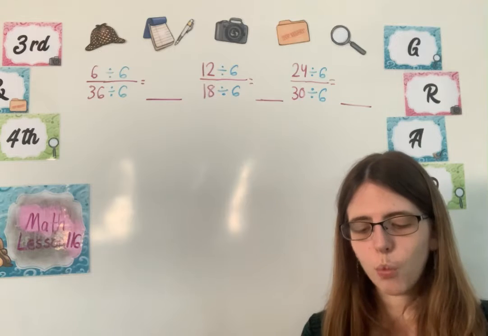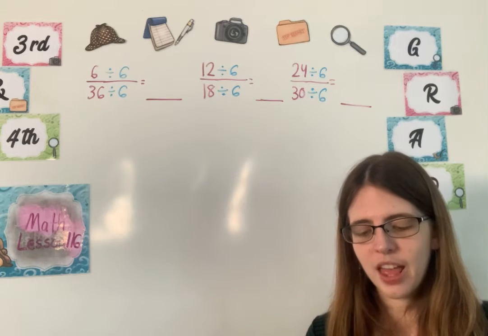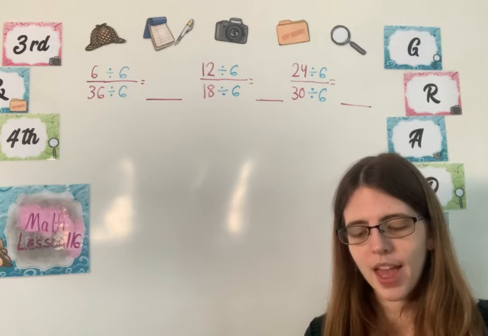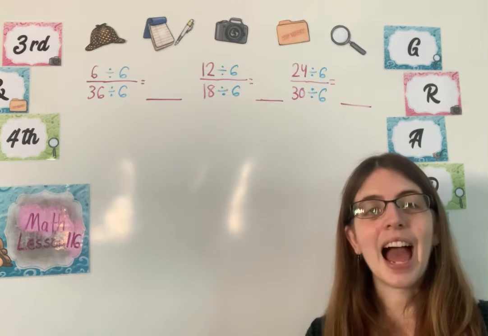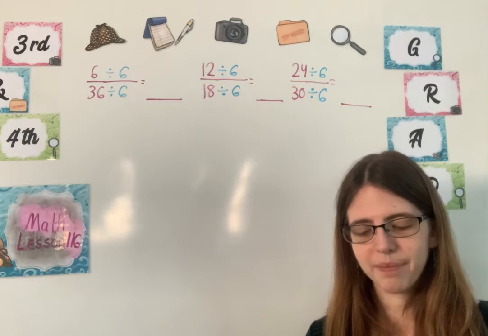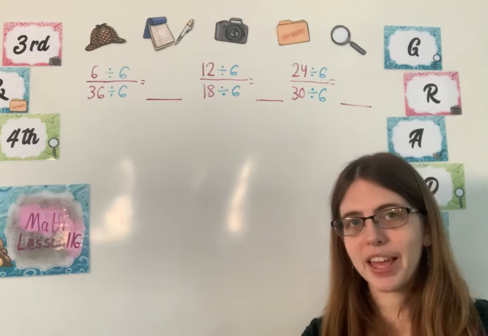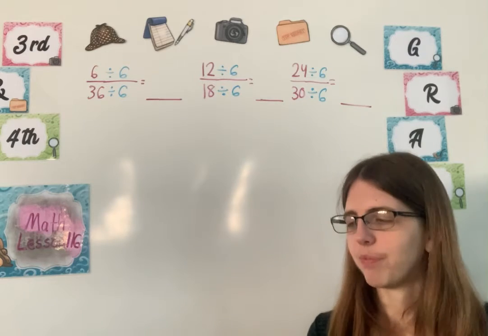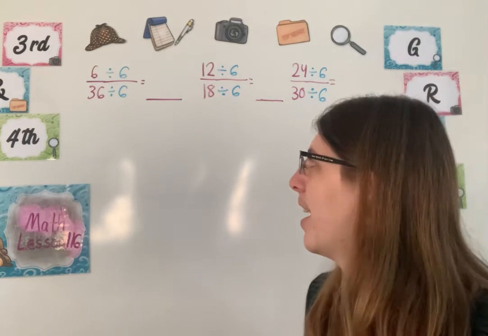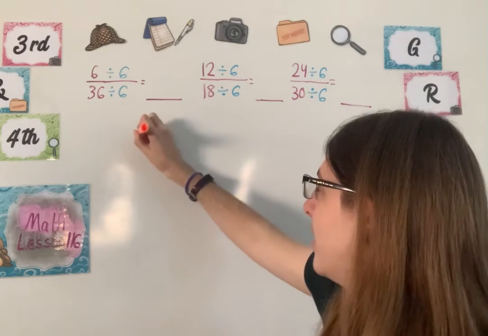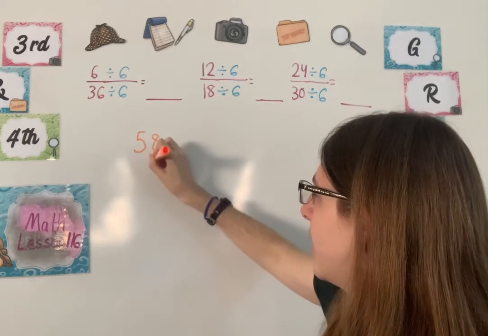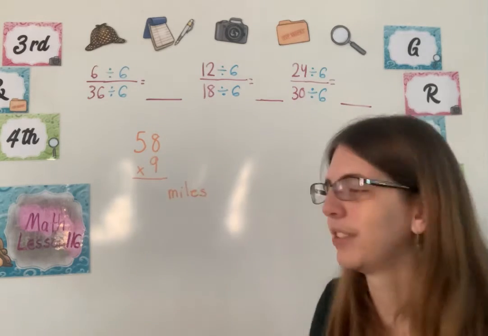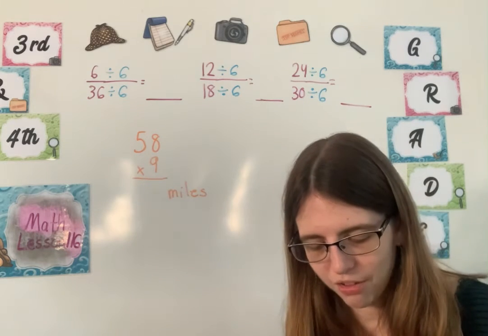Letter A, when Chloe and her family went on vacation, the average speed for their car was 58 miles per hour. How many miles could they travel in 9 hours? Okay, so they were going 58 miles per hour. That means for every hour they traveled 58 miles. So if they traveled 9 hours, that means that it's 9 times 58 to find out how many miles they traveled. So put that in your workspace and solve.